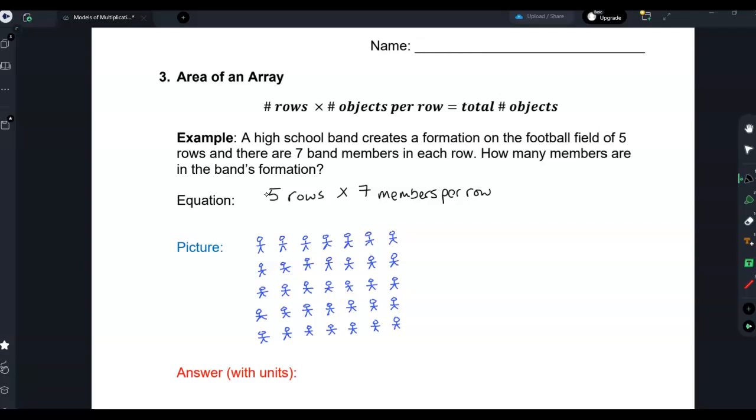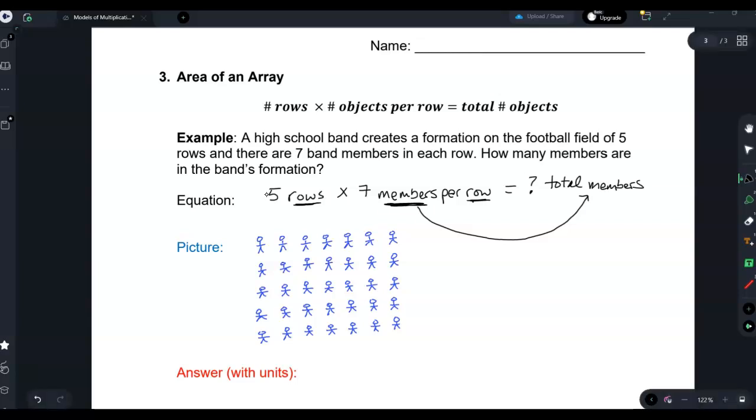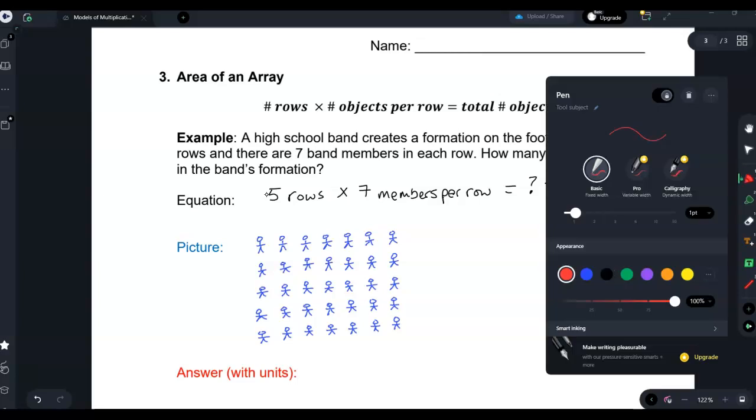So again, your units are going to have that per part on it, and whatever comes after the word per is going to match the units here. And then just to set this up, I'm trying to find how many total members there are. But again, whatever the units are on the second factor is what the units are going to be on the product. So this would be my setup, and then I realized, hey, I don't have to count all those. I could just do 5 rows times 7 in each row. 5 times 7 is going to give me 35 band members.